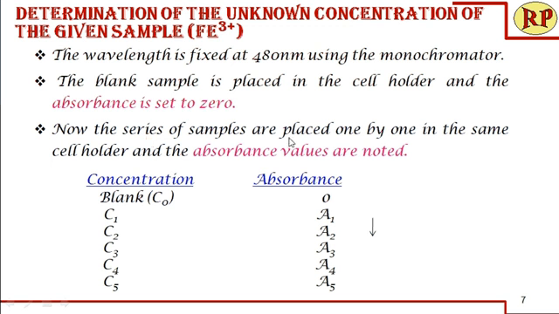We need to set up the series of samples. We are placing them one by one in the same cell holder, and the absorbance values are noted. We need not disturb the setup. That is, we have the blank sample, we have set the absorbance value to 0, and different concentrations, that is C1, C2, C3, C4, C5, and we are going to note down the absorbance values A1, A2, A3, A4, A5.